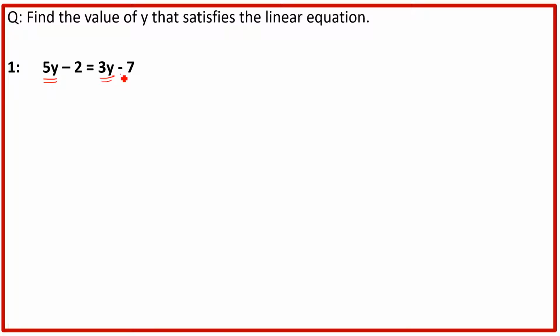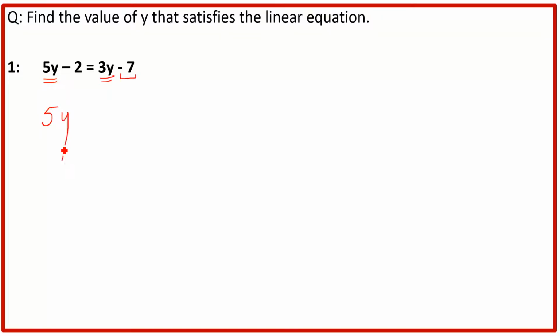Same thing, we have a constant, minus 7 on the right hand side and negative 2 on the left hand side. So we have to take all constants to one side and all the variables to one side. So we will start by transposing.